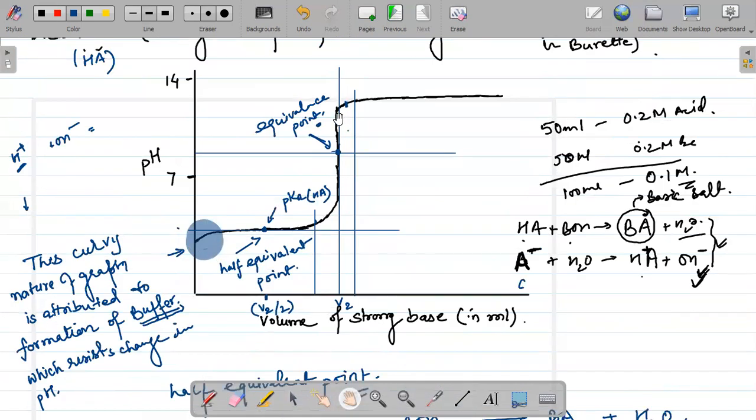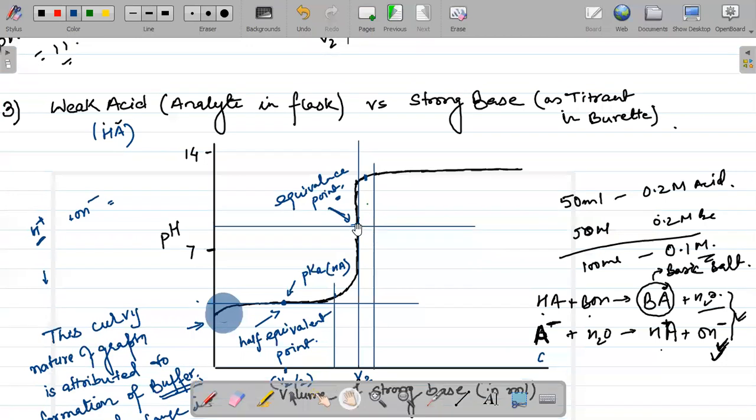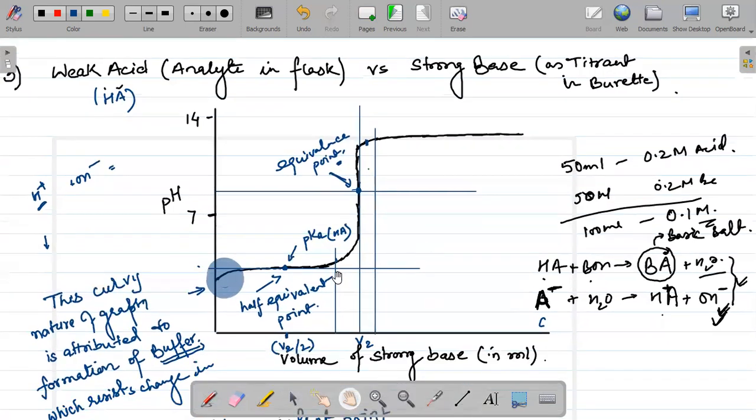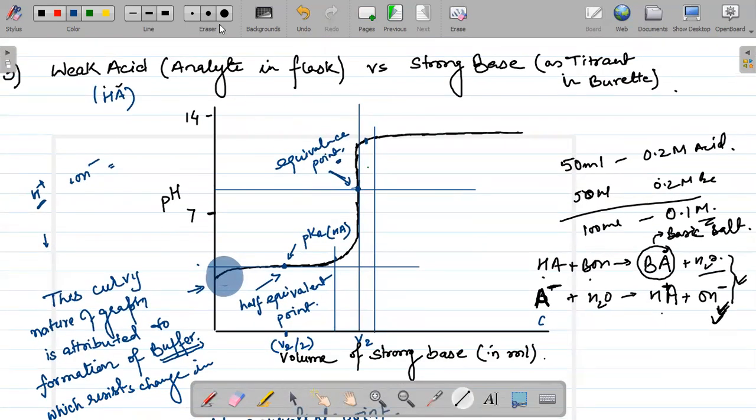This curve can be used to find not only the equivalence point of the weak acid in your flask, but it can also be used to find the pKa of the acid by knowing the half equivalence point. Am I making sense? Is it okay? बात समझ में आ रही है हम लोगों को?